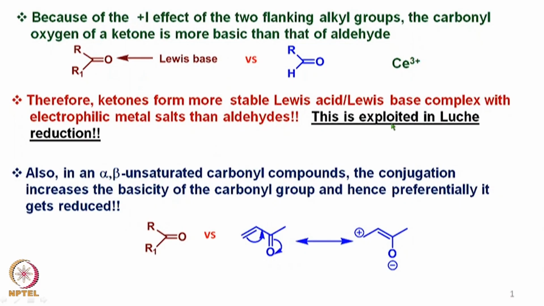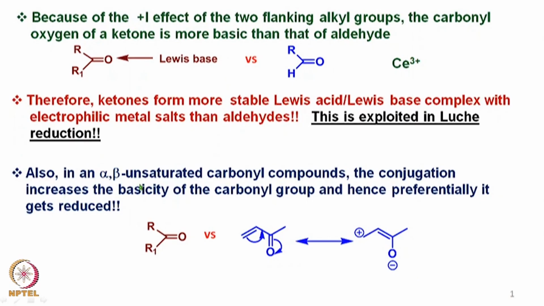This is exactly what is exploited in Luche reduction. In Luche reduction, for example, cerium 3 plus salts are utilized for the selective reduction of ketone over aldehydes, and that is because of the stable Lewis acid Lewis base complex formation with ketone in comparison to aldehydes.